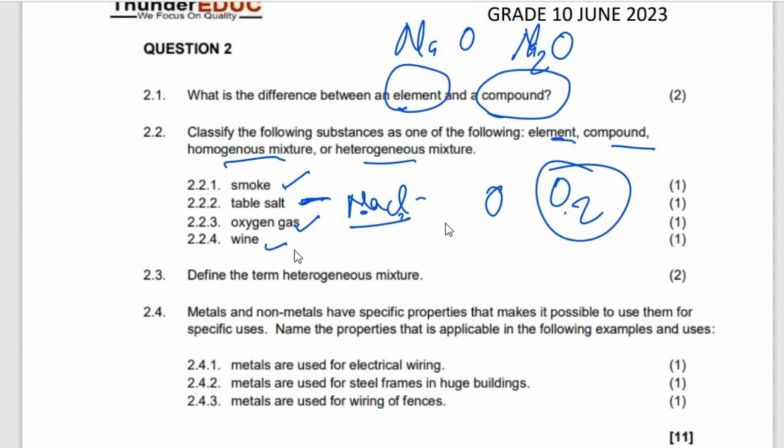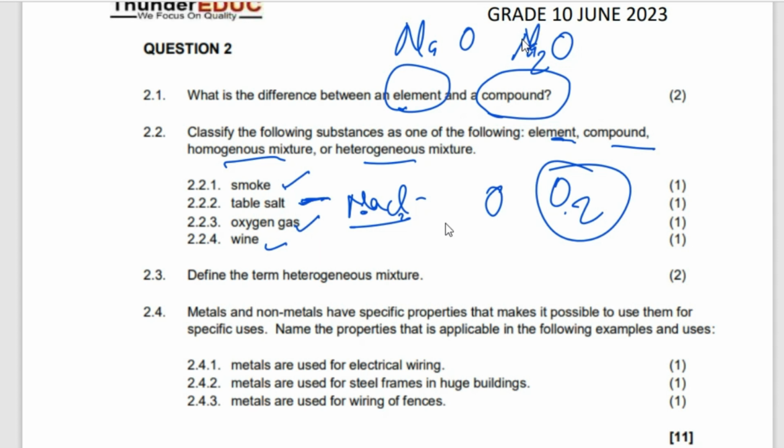Wine is made up of different things: water, sugar, and I think even alcohol, because it makes you get drunk after a certain time, and that's why some wines are called non-alcoholic wine. But when you look at it, it is the same, it's uniform. Therefore, it becomes a uniform mixture.